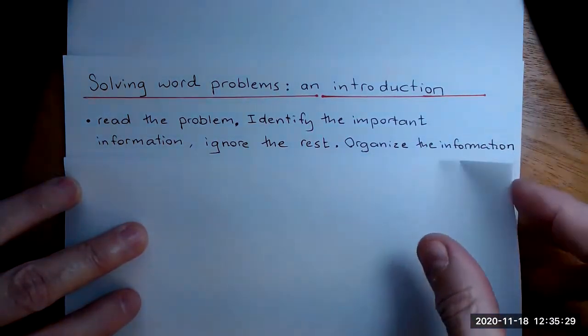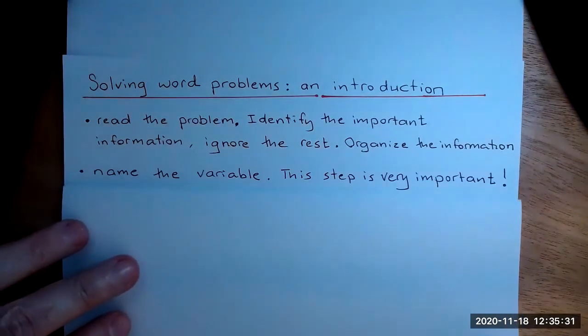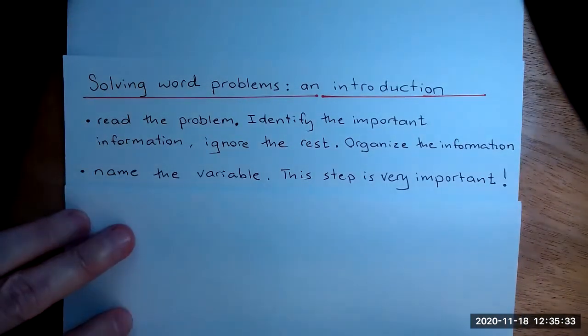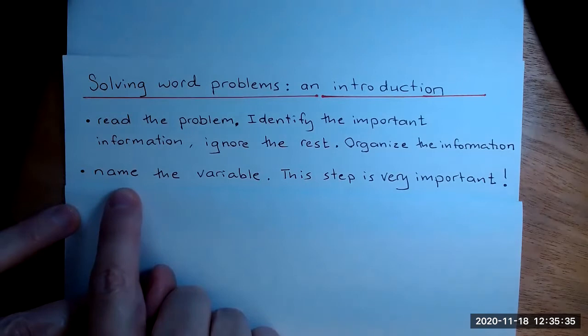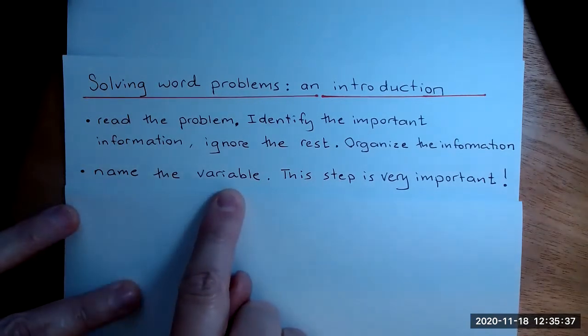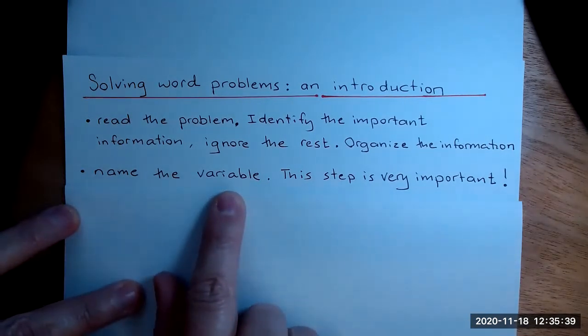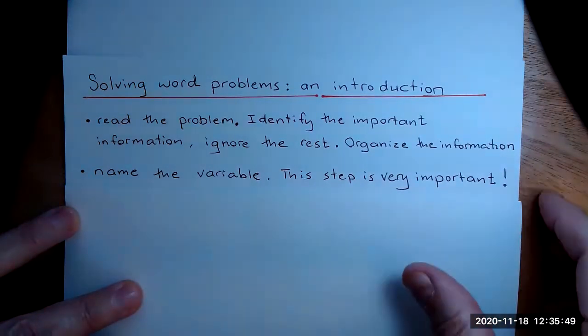All right. The next step, a lot of people skip, but you should never skip this step. And that is name the variable. And the reason why is if you haven't explicitly named it, you might set up an equation and not know exactly what your equation means. So it's very important to name your variable.